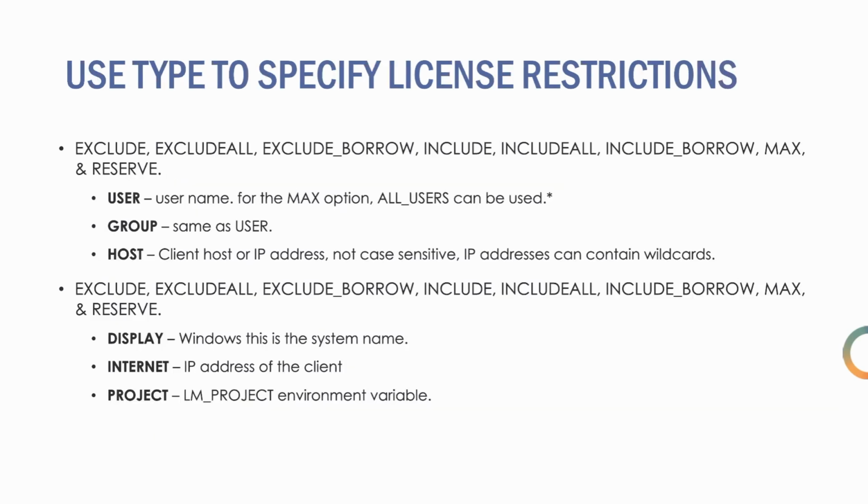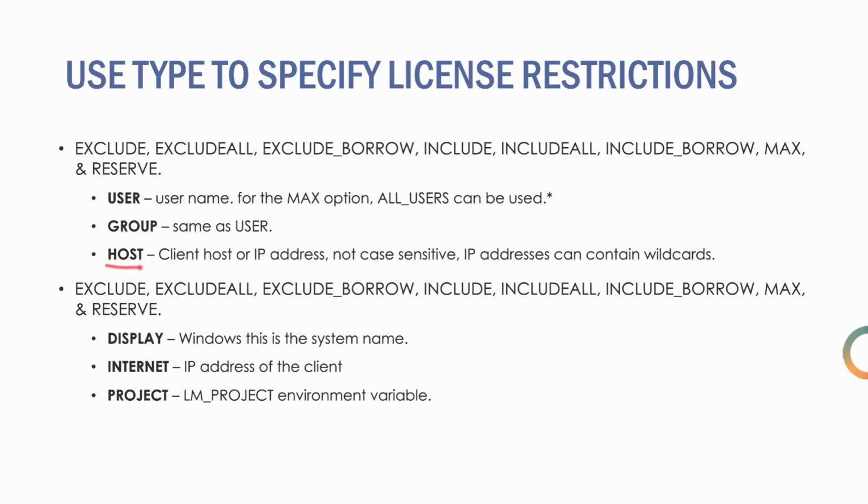You can use type to specify license restrictions. So the first one is the user. That's the low-hanging fruit. That's an easy one, but it makes your license options file kind of big. It's really much better to put together a group of users instead of just a single user. That's an easy way of kind of breaking down your organization to the different user groups that you have.